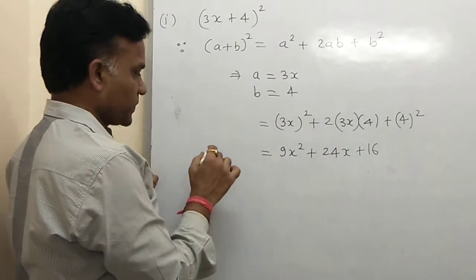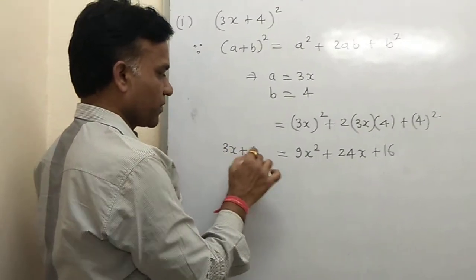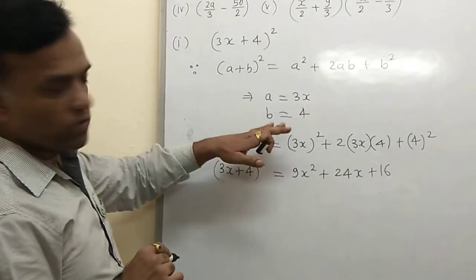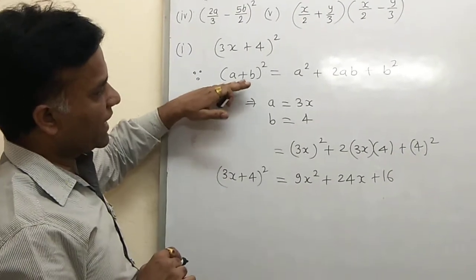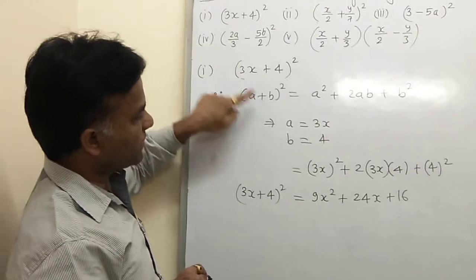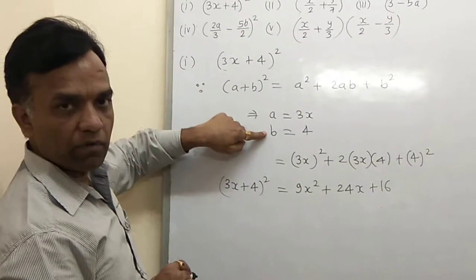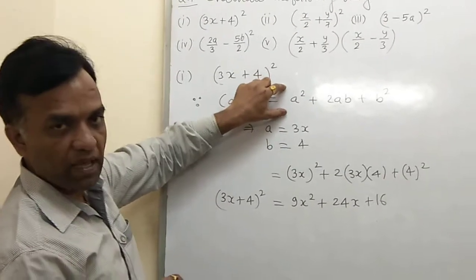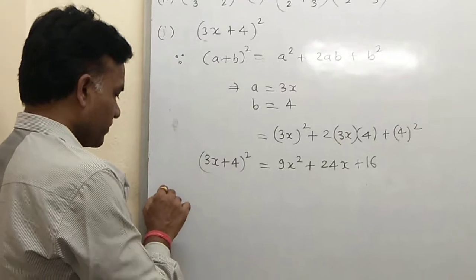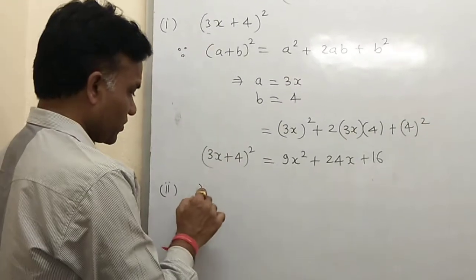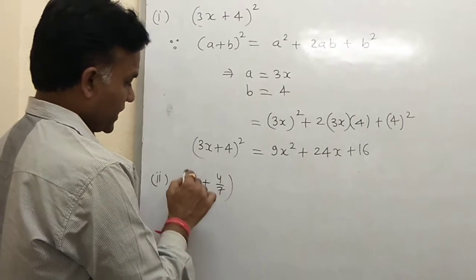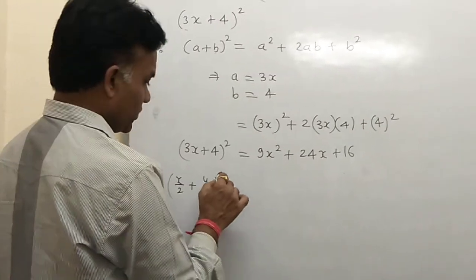So this is the expansion of (3x + 4) whole square using the identity (a + b) whole square. In this way you proceed with any identity: first you write down the comparison, then replace the values, first value equal to this much, second value equal to this much, in the given identity, and then solve the question. Now in the second part we have the same, but the first term and second term are given in the form of fractions. So (x/2 + y/7) whole square.